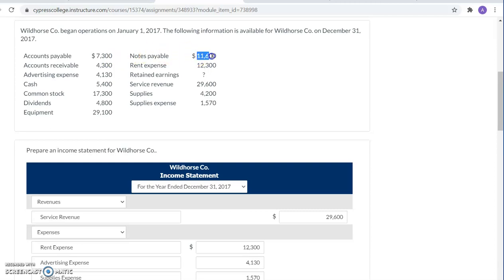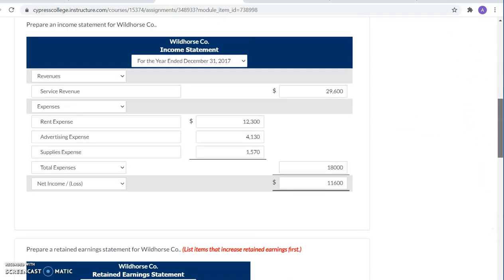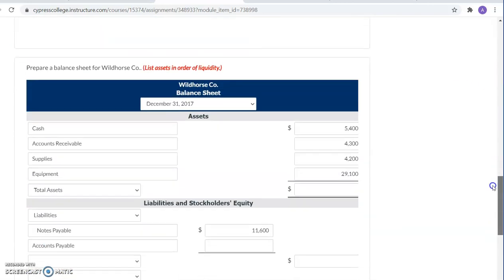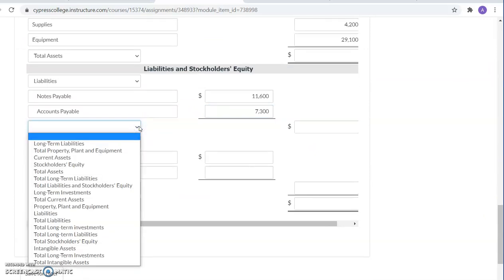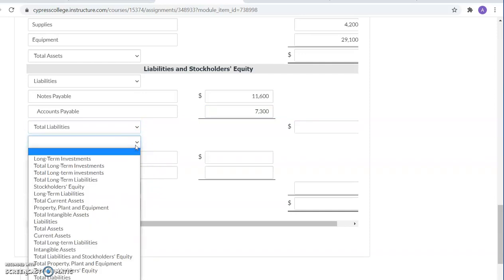In this particular example, I will start off by listing the notes payable first. And then I will list our accounts payable. But in real life, it actually goes in the order that you have to pay back first. So I need to have a subtotal for my liabilities. And then I'm going to include my Stockholders Equity section.